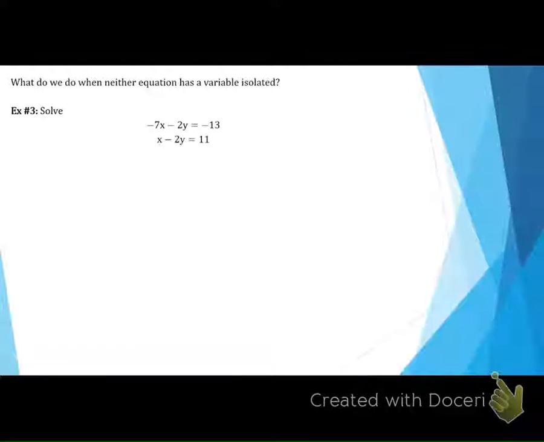Why did you choose that, Kaylee? Because x is already just x. Yeah, it's already isolated, right? And it's not isolated all the way, it's just x. So if you were to try to solve for x in this one, you would add 2y over and divide by 7.